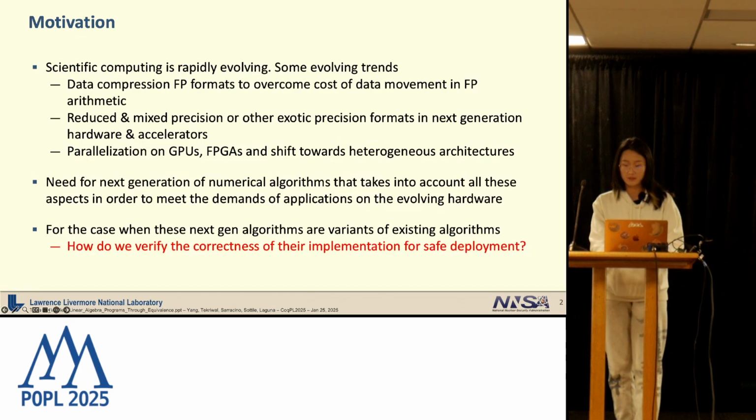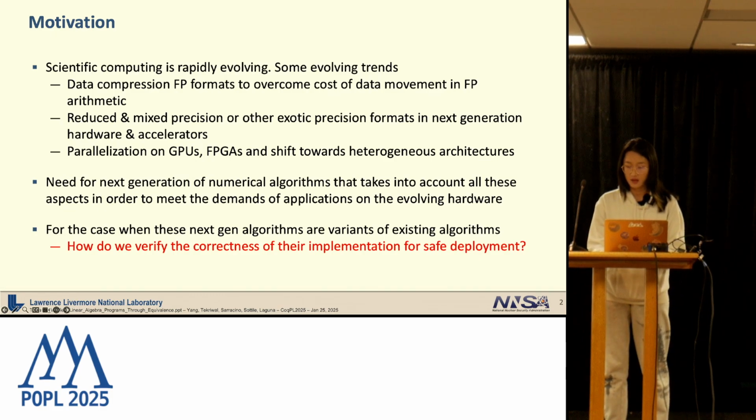Right. Scientific computing is changing fast. We're seeing big shifts in how computations are done, driven by new trends in hardware. For example, we're seeing data compression floating point formats to deal with the cost of moving data around. And that was a huge bottleneck in traditional computing. We're also seeing a lot more reduced and mixed precision formats, especially in things like machine learning. And on top of that, there is a big push toward parallelizing computations on GPUs and FPGAs, along with a shift toward heterogeneous architectures. And those changes in scientific computing mean that we need a new generation of numerical algorithms.